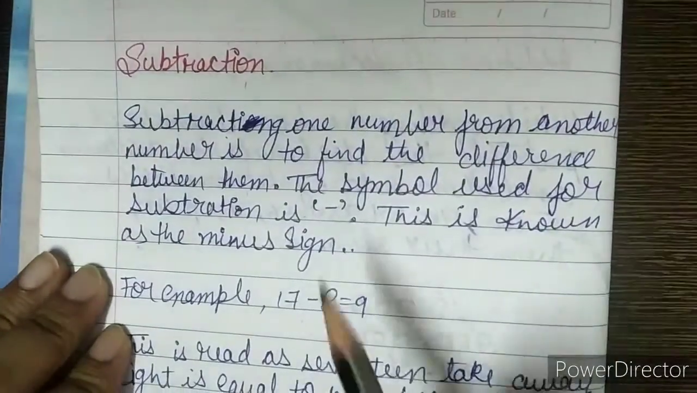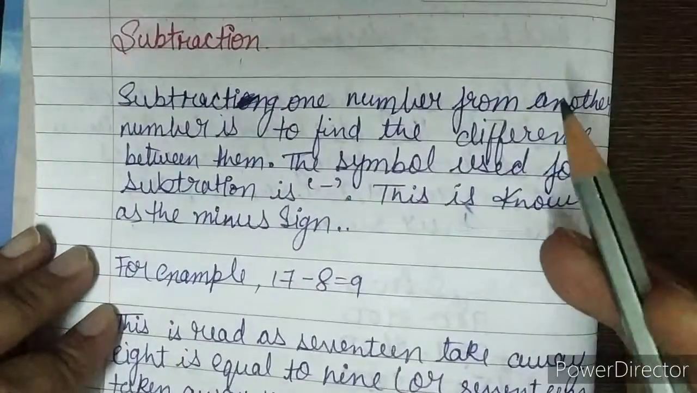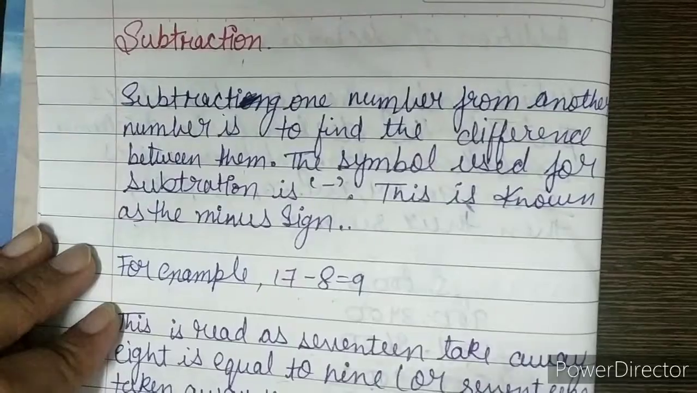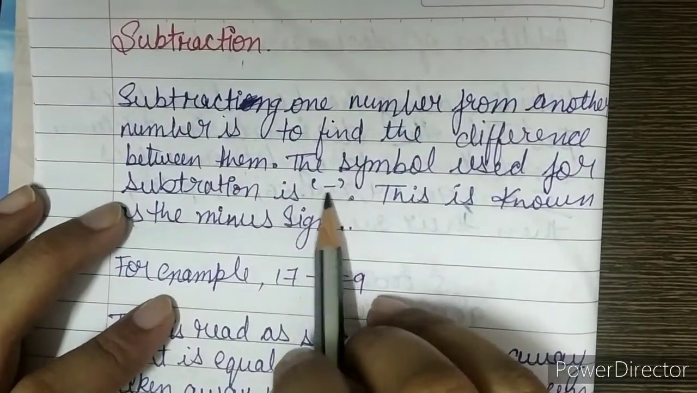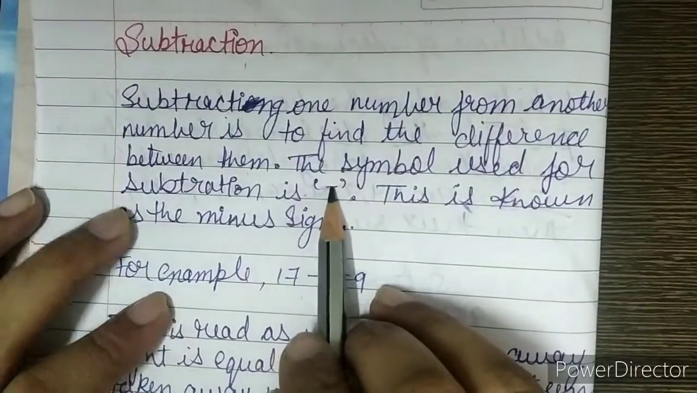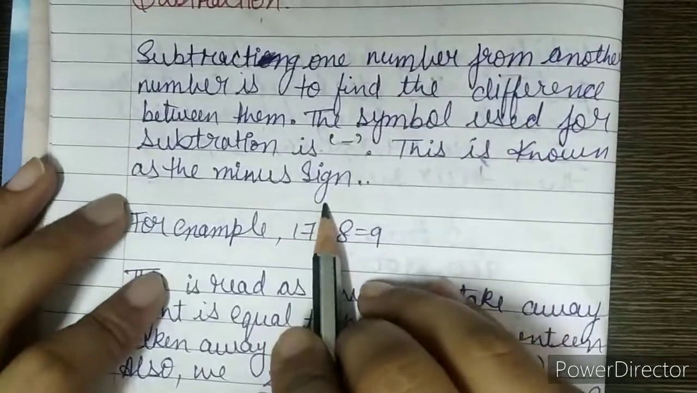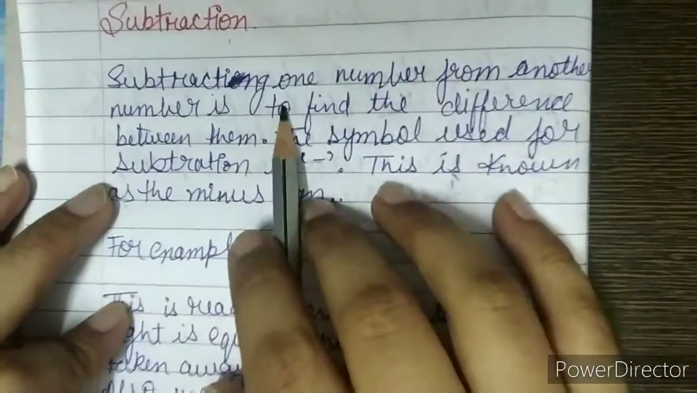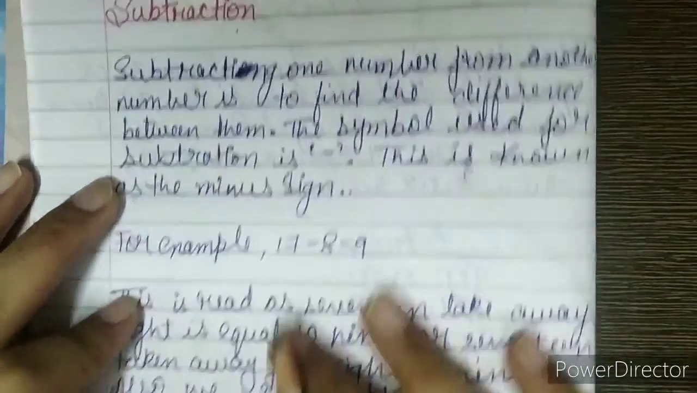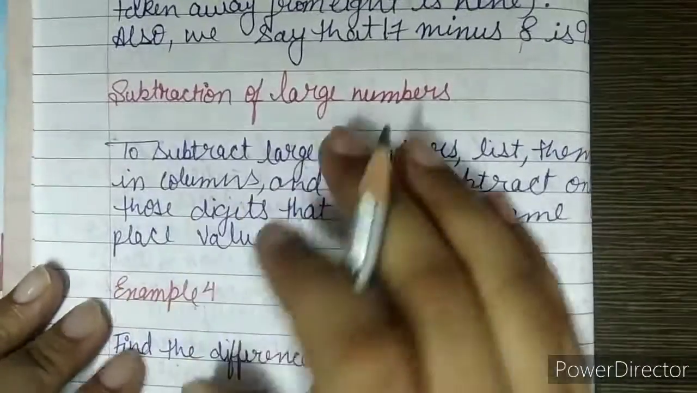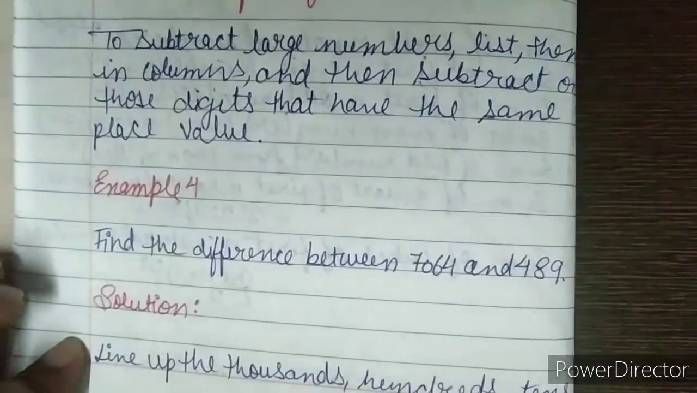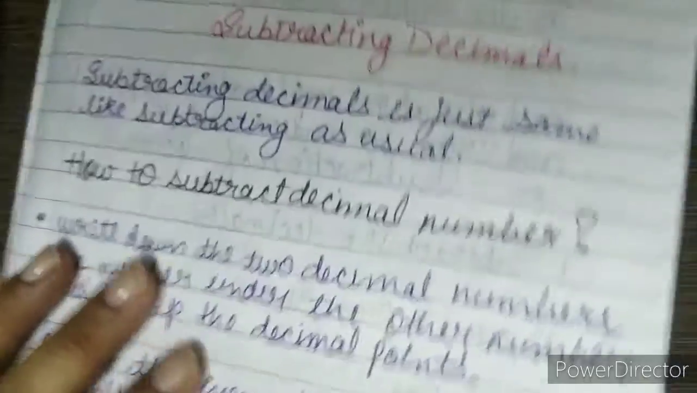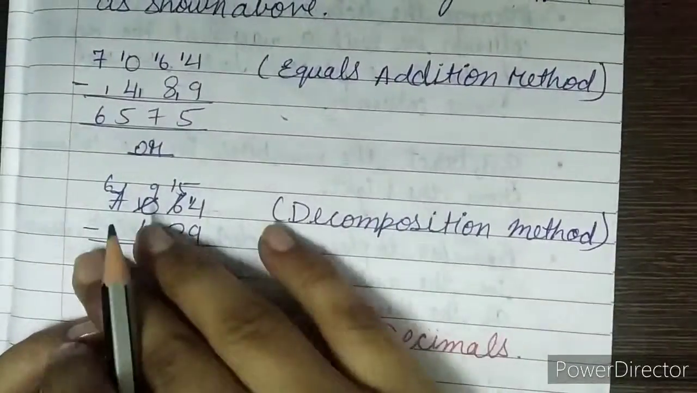Now we all know subtraction. Subtraction means minus from two numbers. The symbol of subtraction is this, known as the minus sign. Subtracting one number from another number finds the difference between them. The representation is the same as addition. You can see.